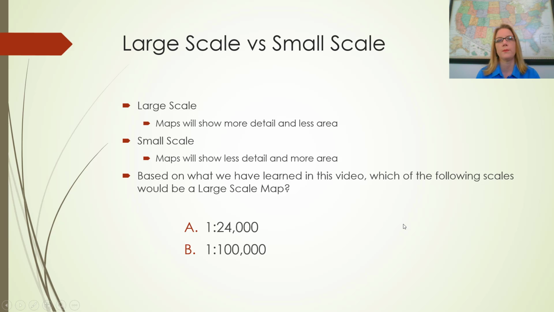What if you have two maps at different scales? In that case, you're going to have a large scale map and a small scale map. The large scale map will be the map that shows more detail and less area. The small scale map will be the map that shows less detail and more area. So, based on what we've learned in this video, which of the following scales do you think would be a large scale map? 1 to 24,000 or 1 to 100,000? Let's switch back to ArcMap and take a look.